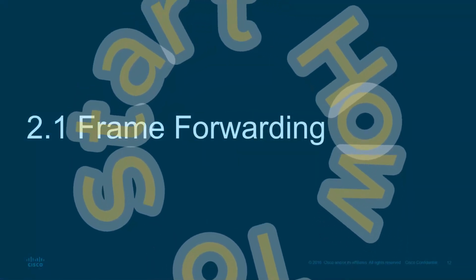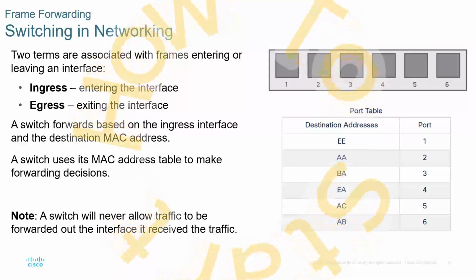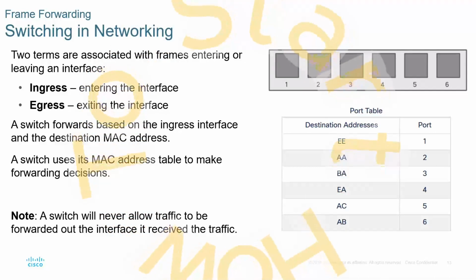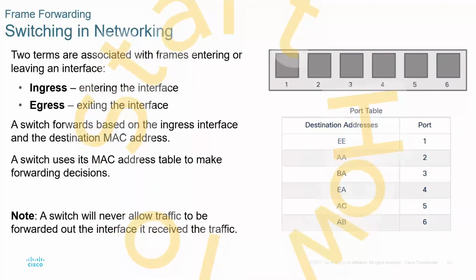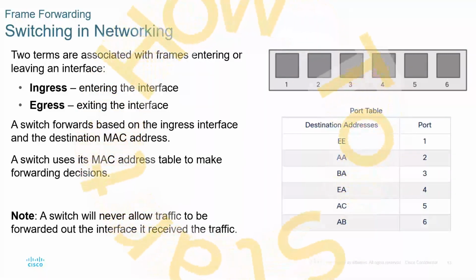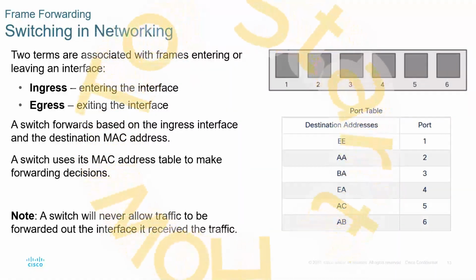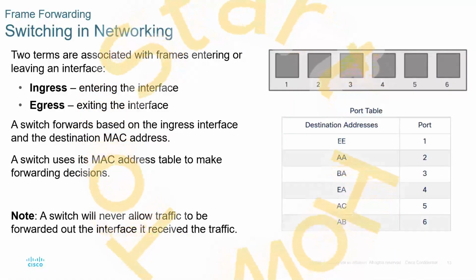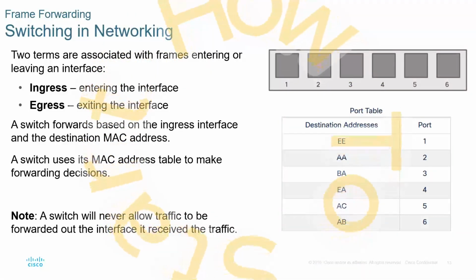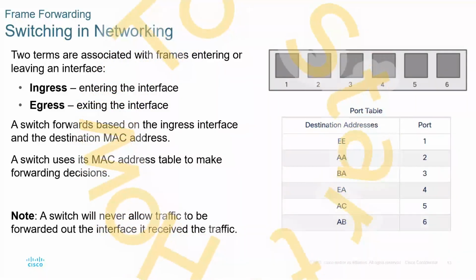So frame forwarding is how we actually will forward frames when we receive them or as they leave. So if it's being received, entering, it's going to be ingress. If it's leaving, it's going to be egress. So as it comes into an interface, ingress, leaving an interface, egress. The switch will forward based on the ingress interface, the receiving interface, and then it will look at the destination MAC. So a switch will use the MAC address table to make those forwarding decisions.